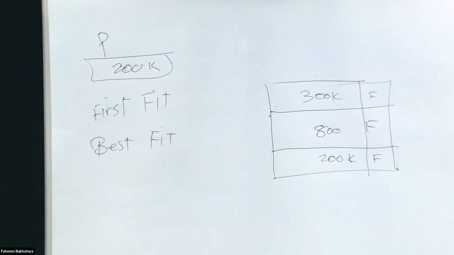You end up with lots of external fragmentation. So somebody came up with another idea, say, how about go for the worst fit? So that's another technique called the worst fit.